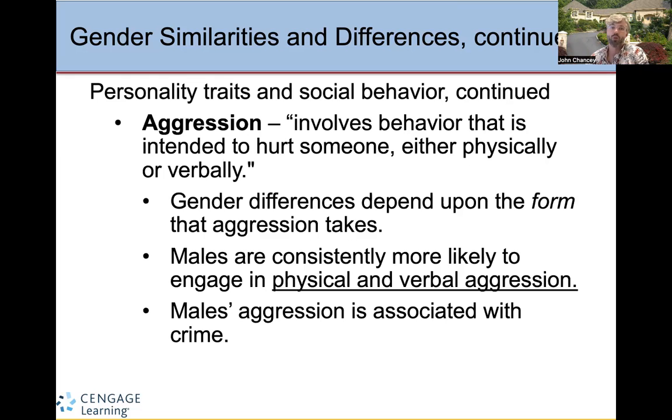Another personality trait is aggression. A definition of aggression from a psychology standpoint is any kind of behavior that's intended to hurt somebody. It can be physical, it can be verbal, it can be social, but you're trying to get one over on somebody. There aren't necessarily differences in terms of whether males are more aggressive than females, but there are differences in the form that aggression takes. Both males and females can be aggressive, but consistently the research shows that males tend to be much more physical and verbal in their aggression. And also their aggression is more associated with crime.